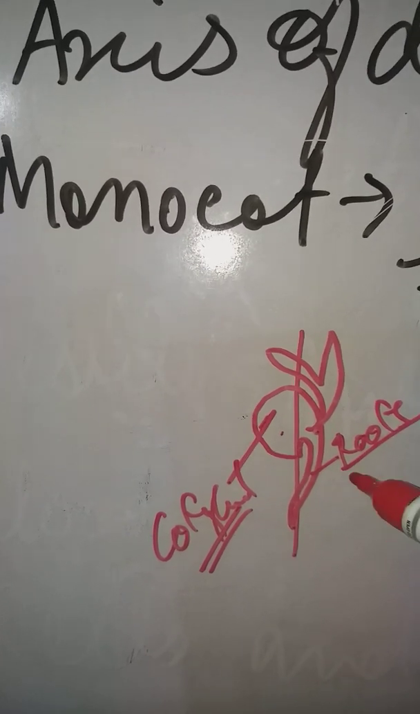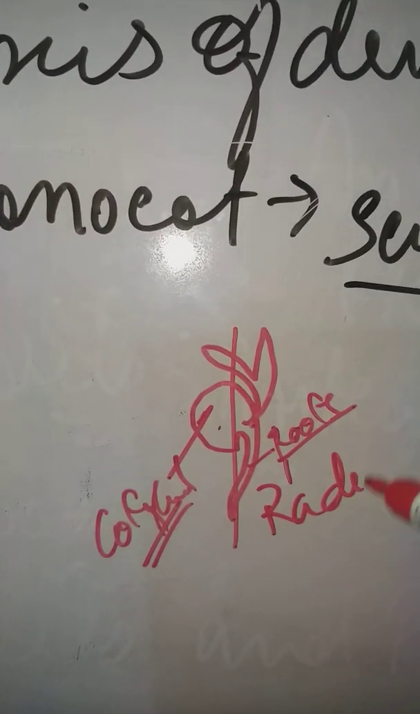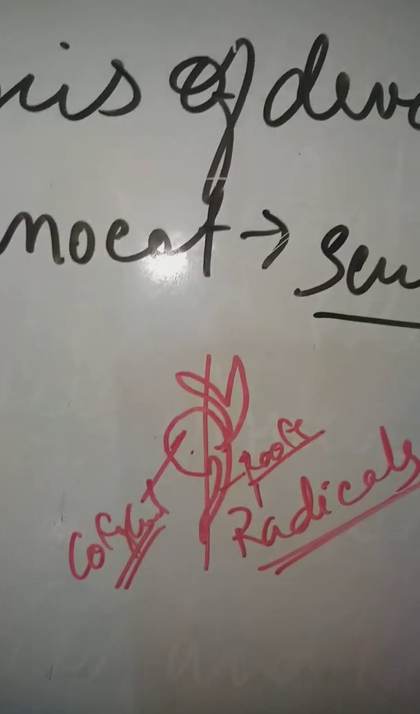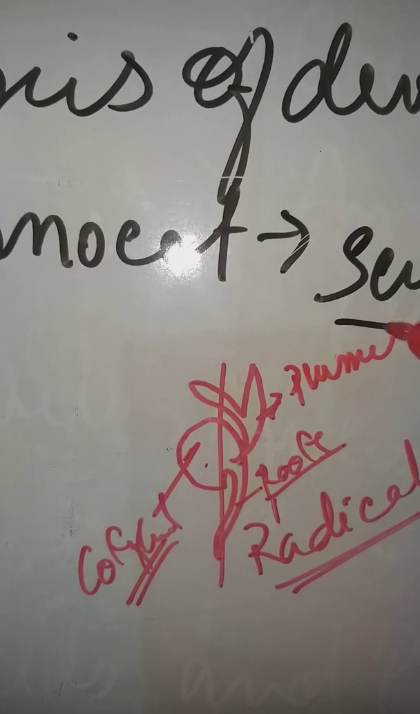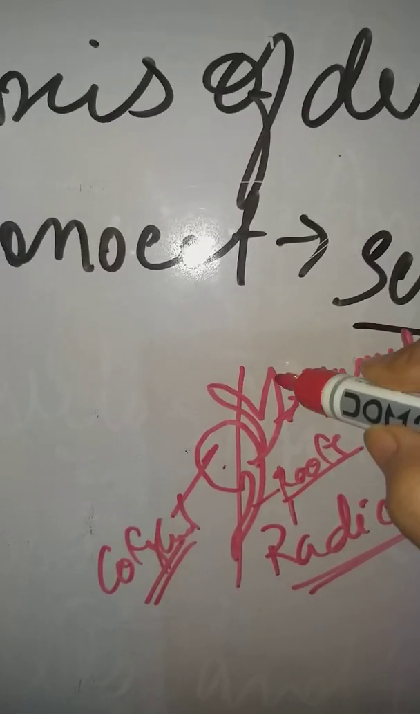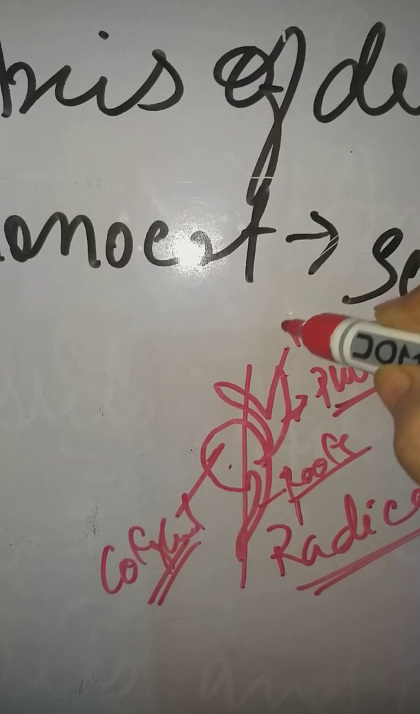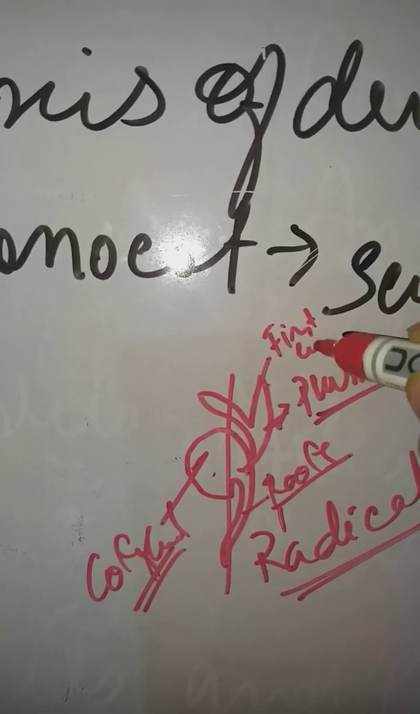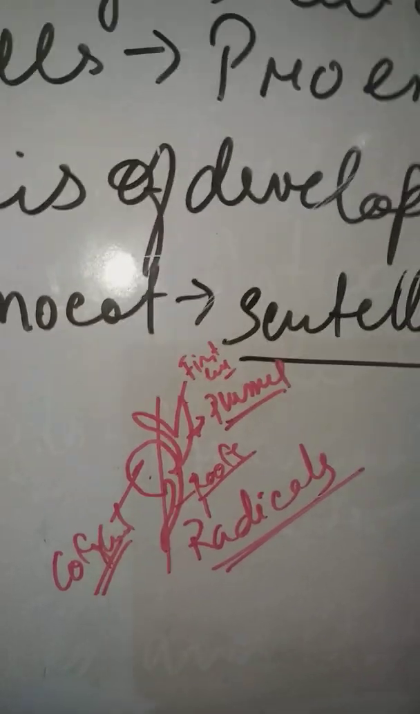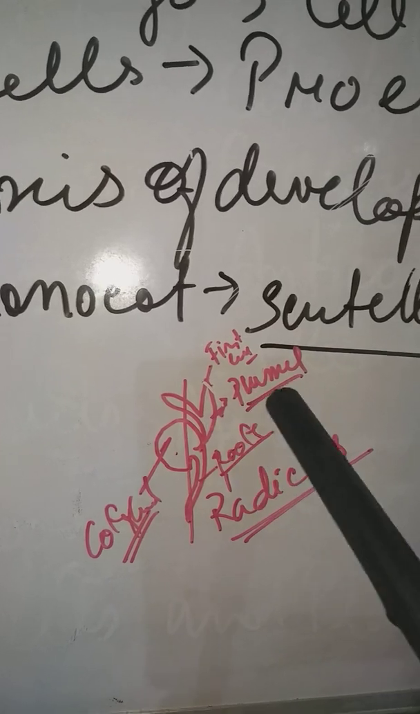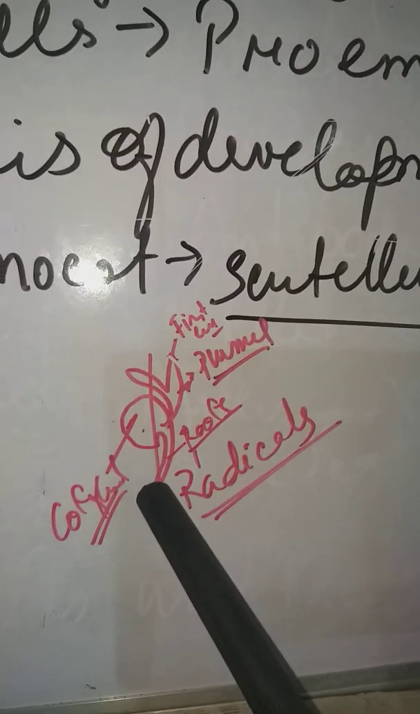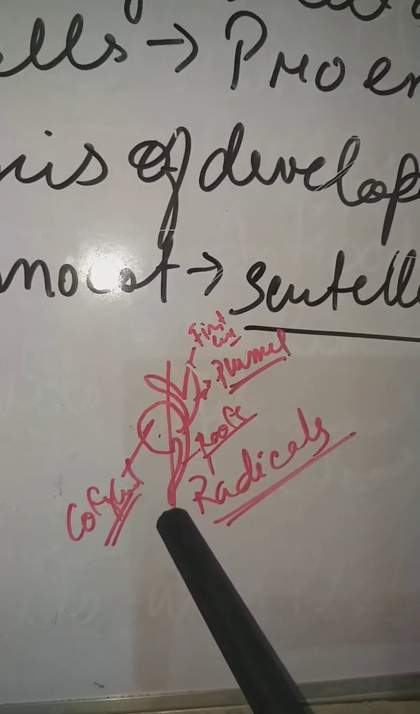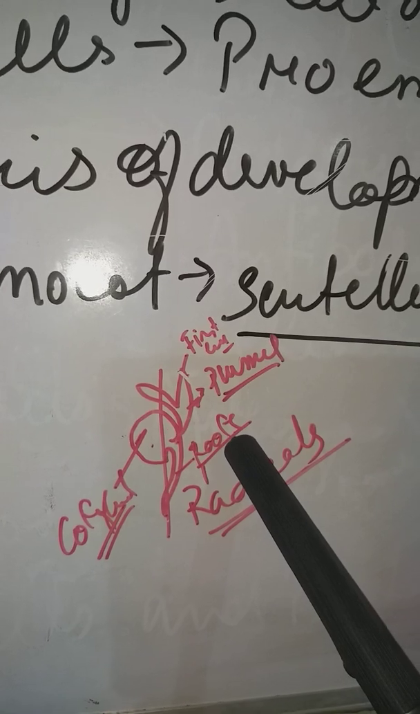Now this root actually develops from the radicle. And here the leaf-like structure is the plumule. This is the first shoot, the first leaf. You can see it here on the board. This first leaf-like structure comes out from the plumule. That means the plumule has cells that initiate the shoot system, and the radicle has cells that initiate the root system.